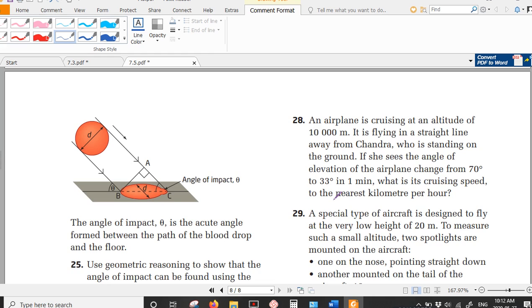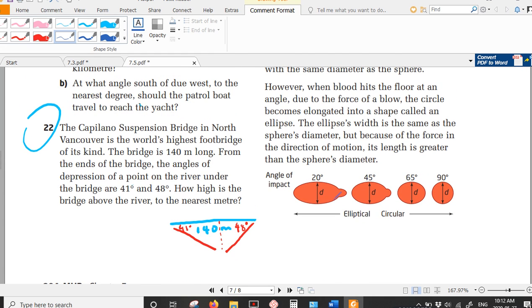And, oh, right. This question here, so 22, I'm pretty confident there is a mistake in this question. And I'll tell you why. So, we've got ourselves a bridge, okay, 140 meters. One person stands here, looks down at an angle of depression of 41 degrees. Another person stands here, looks down at an angle of 48 degrees. Our job is to find this height.